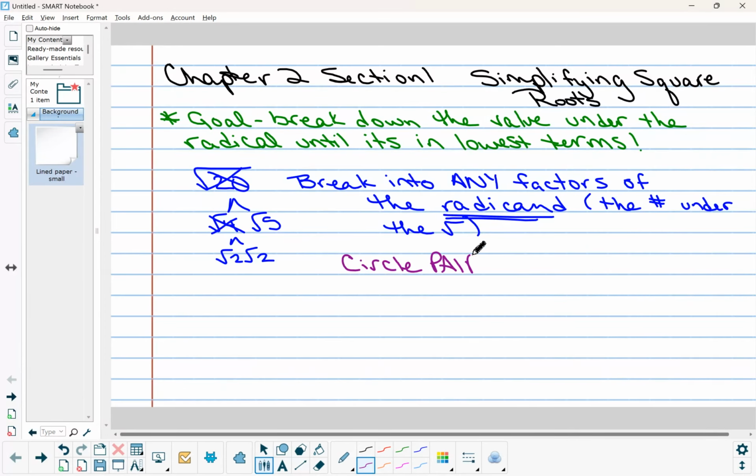pairs of roots. Why? Because a rad 2 times a rad 2 equals a rad 4, and a rad 4 is just a 2. So if you have a pair of them, you can get a single value out of there.